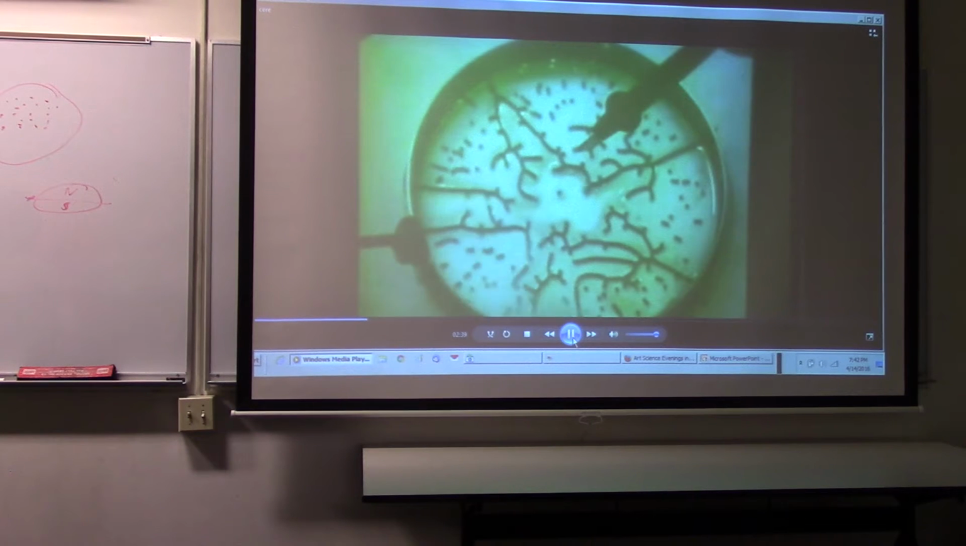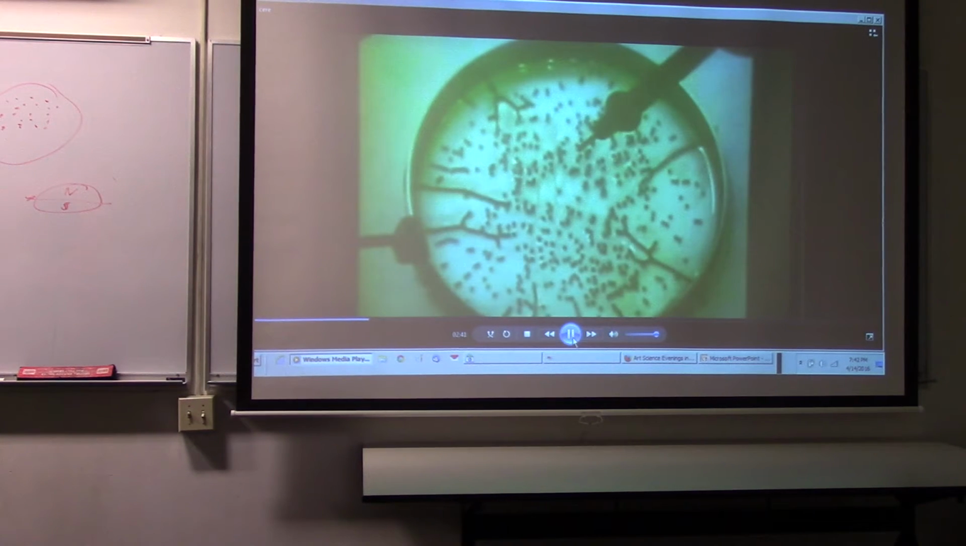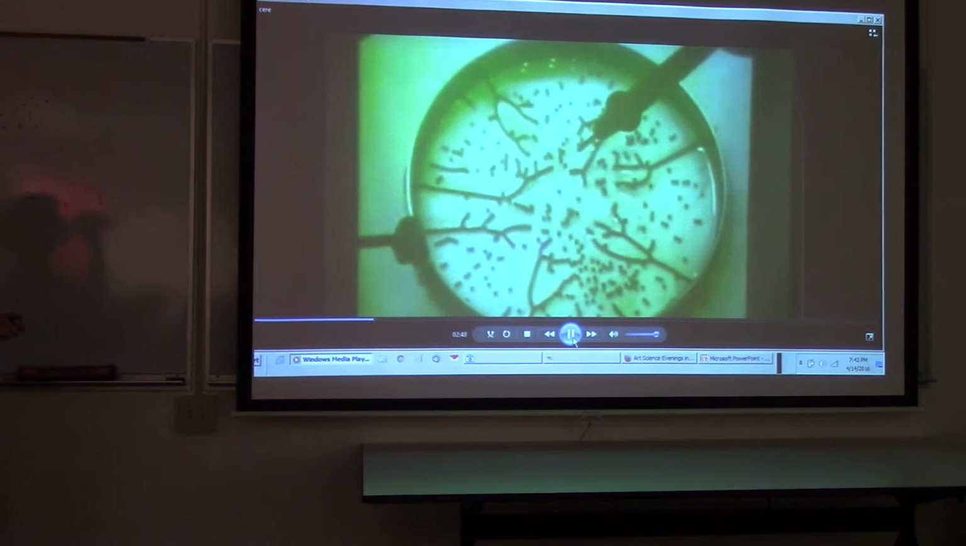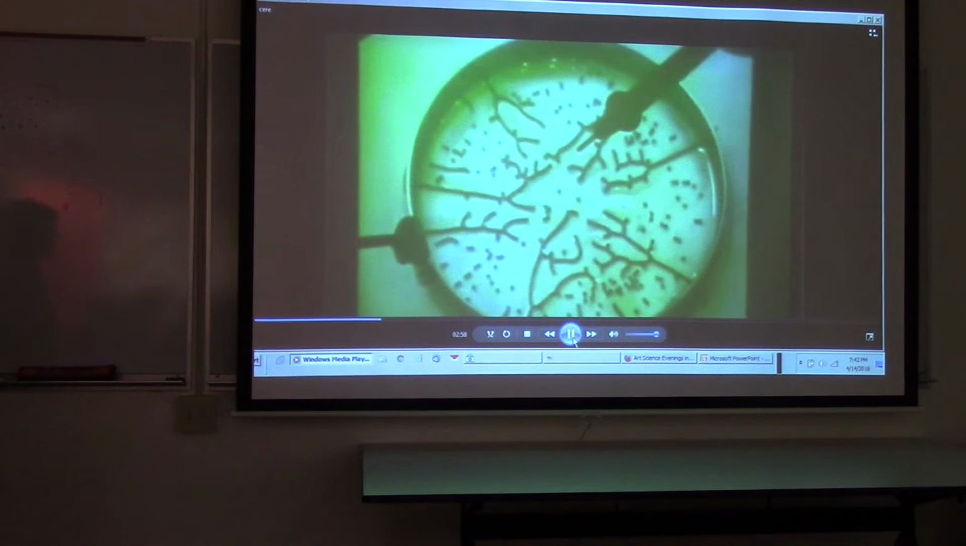Of course, if you make a big perturbation like this, it does not grow back to the same structure. It grows a different structure. But if you count the number of endpoints, you always get the same number of endpoints. So let me describe that real quick here.